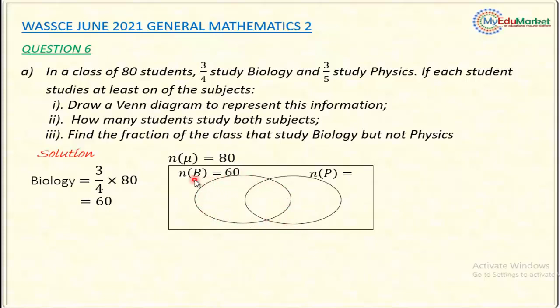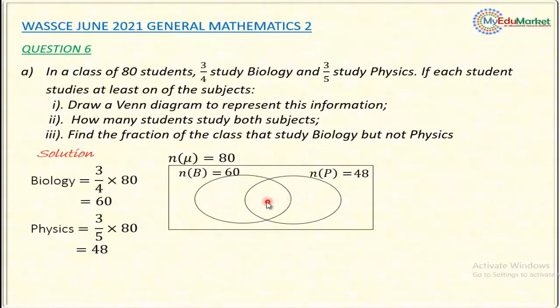Those that study biology. I'll also get those that study physics. Those that study physics is 3/5 of the population of the class. So I have 3/5 multiplied by 80, which is the population of the class. This gives answer 48. So 48 in total study physics.